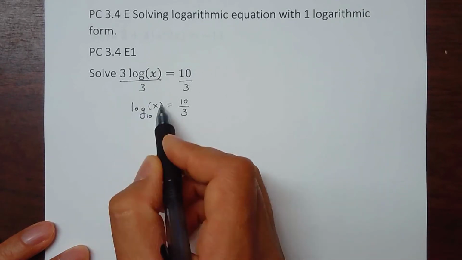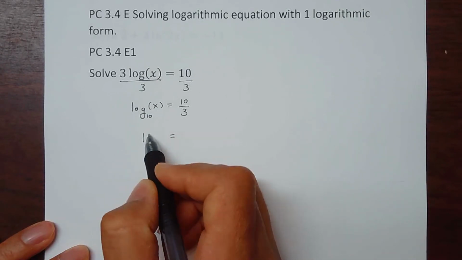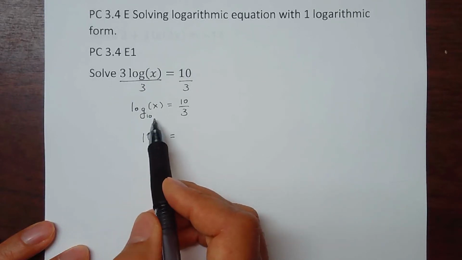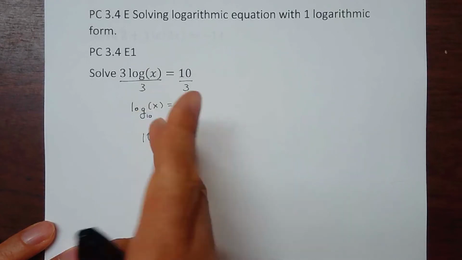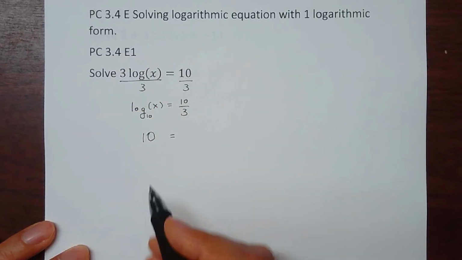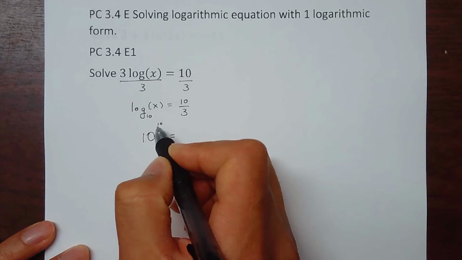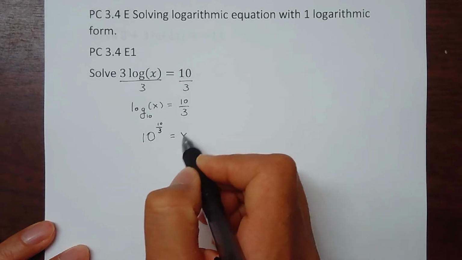So log expression is on the left hand side. Keep the base of the log as a base of the exponential form, then swap the rest of the expression. So 10 to the power of 10/3 equal to x.